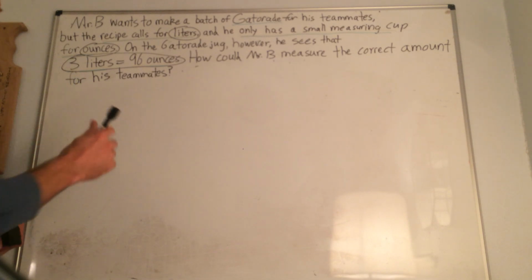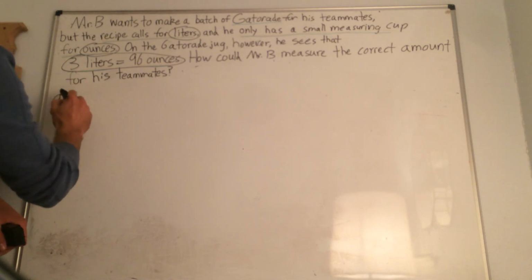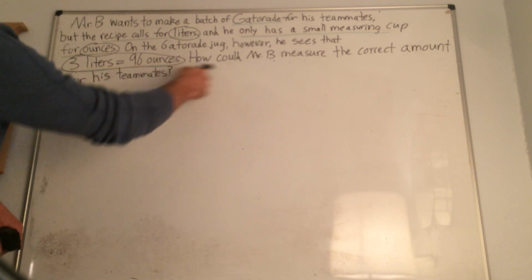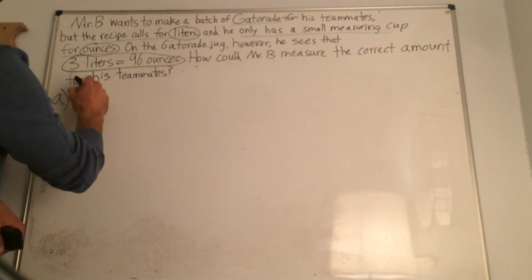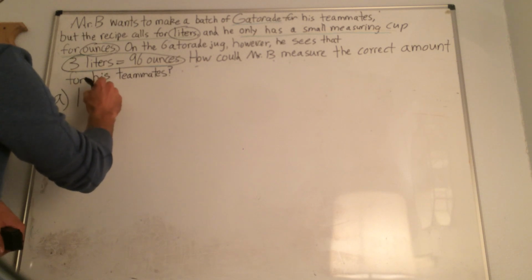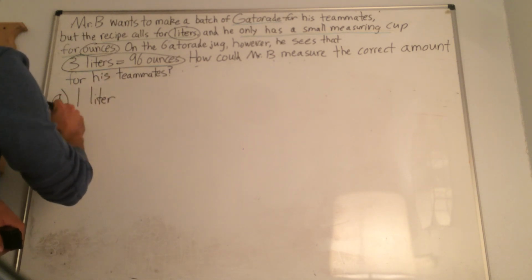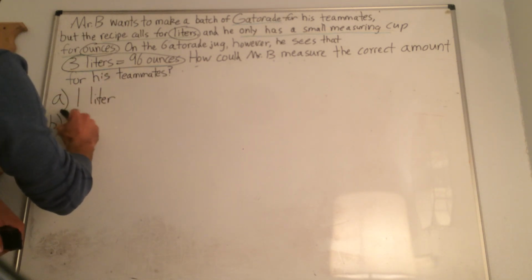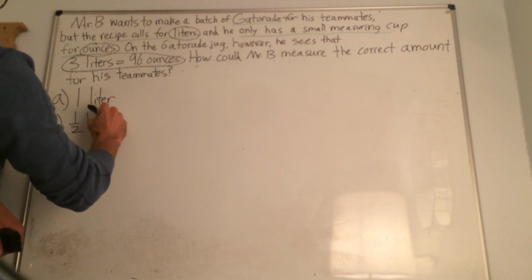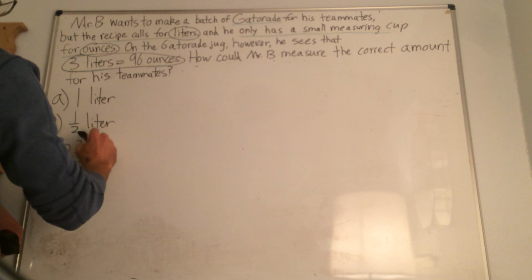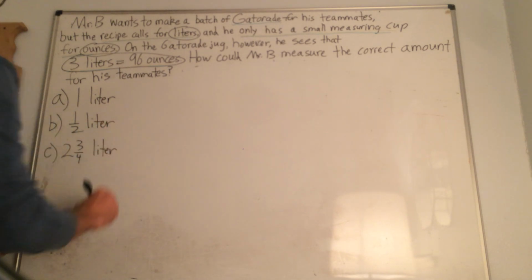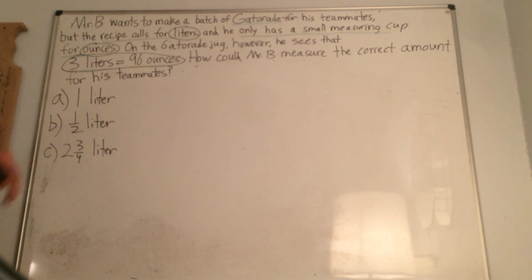me solve the problem? The problem here is that his teammates want a certain amount of Gatorade in liters. So his first teammate, we find out, wants 1 liter of Gatorade. Another one wants half a liter. And another one wants 2 3/4 of a liter.